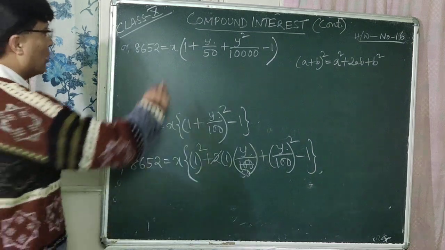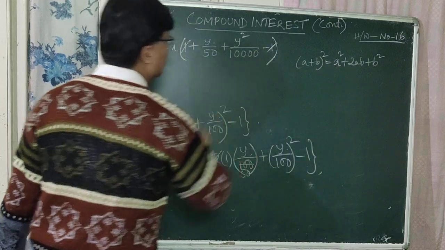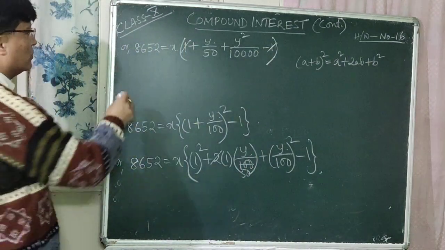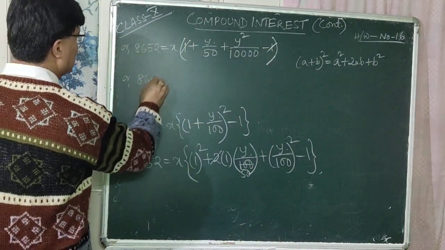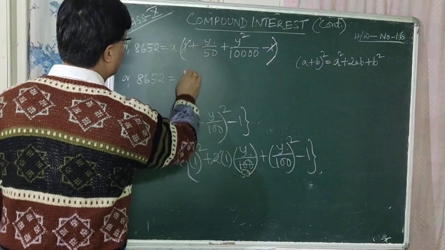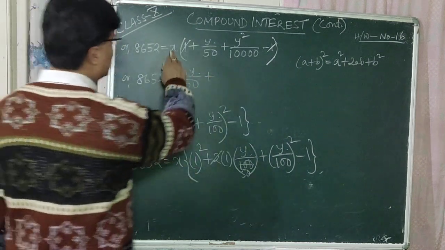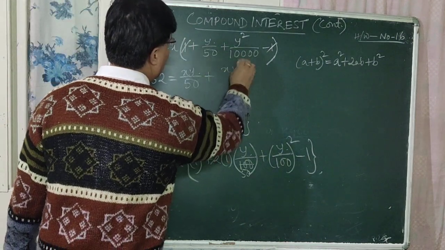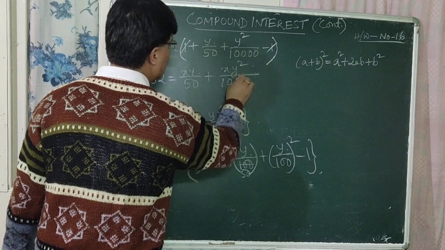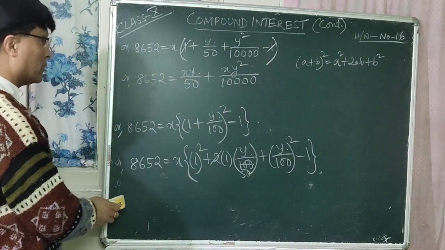Okay. Now multiply by x here. Before that, subtract this one. 1 minus 1, 0. So 8652 is equal to, now multiply by x. This is xy by 50 plus xy square divided by 10,000. Right?